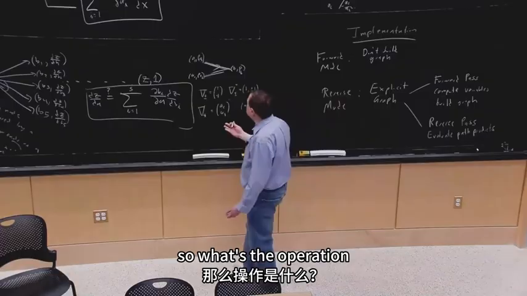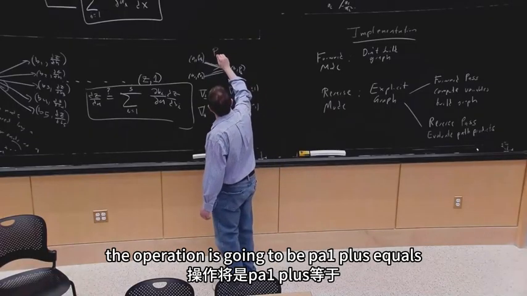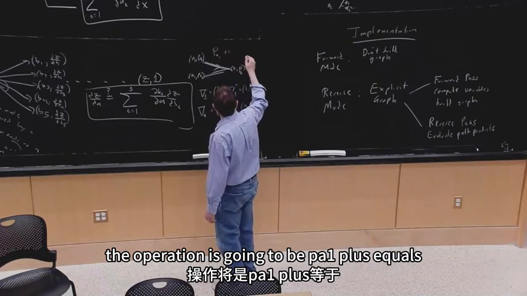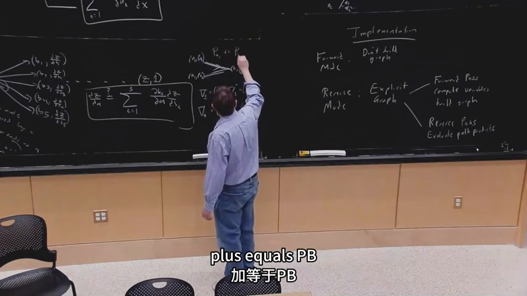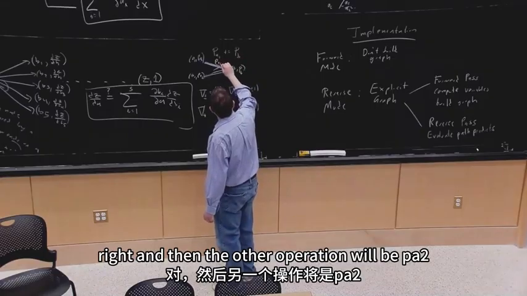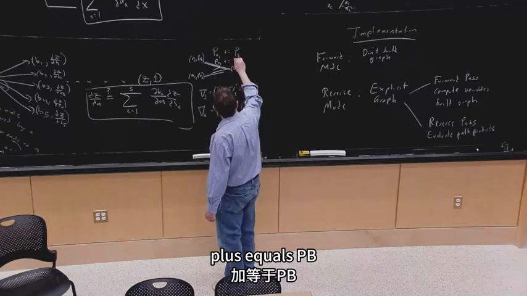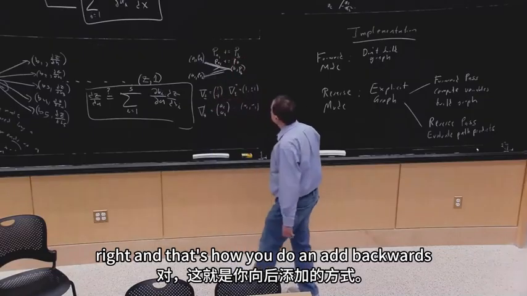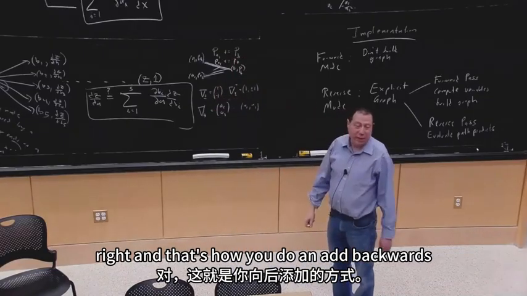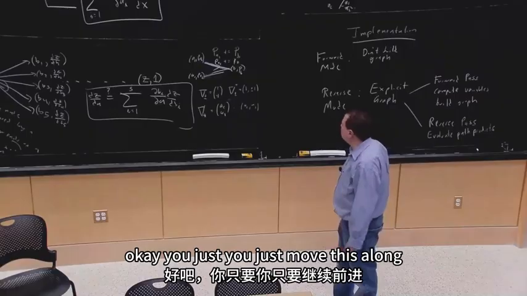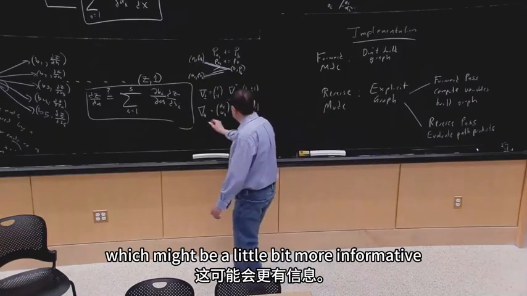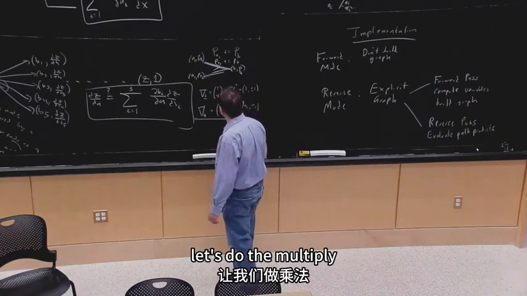So what's the operation? The operation is going to be PA1 plus equals PB, right? And then the other operation will be PA2 plus equals PB, right? And that's how you do an add backwards. Okay, you just move this along. If you were doing a multiply, which might be a little bit more informative, let's do the multiply.